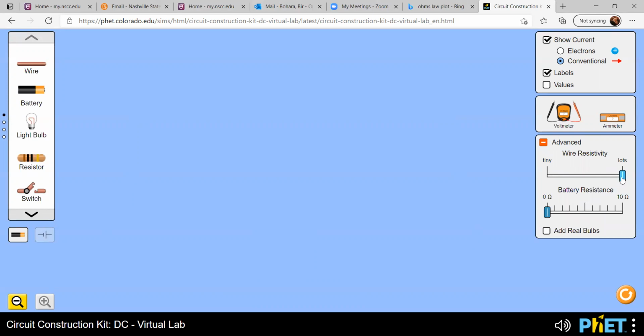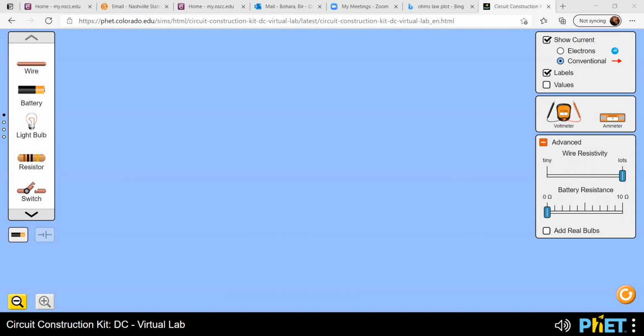Right now, for the first part of the lab, I need a lot of resistivity, because in the first part, I'm constructing an Ohm meter that measures the resistance, right? That's why I'm putting lots. Okay, let's go to the manual. So selecting conventional and all these things are done. And now my Ohm meter should look like this.